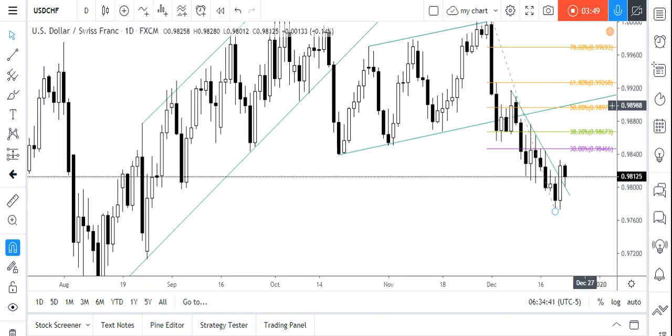I'm trying to exit as soon as possible ahead of non-farm payroll, and we have a few days remaining in this year. So that's it about the trade. We have to exit the position before the release of NFP.